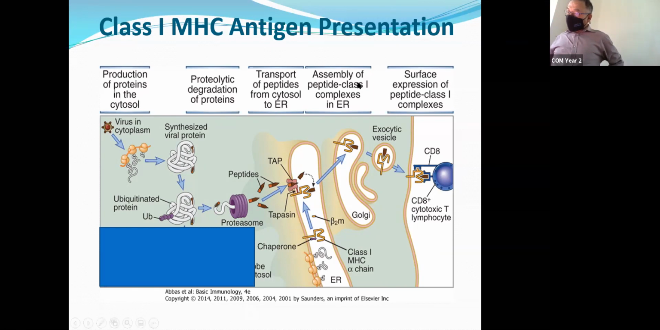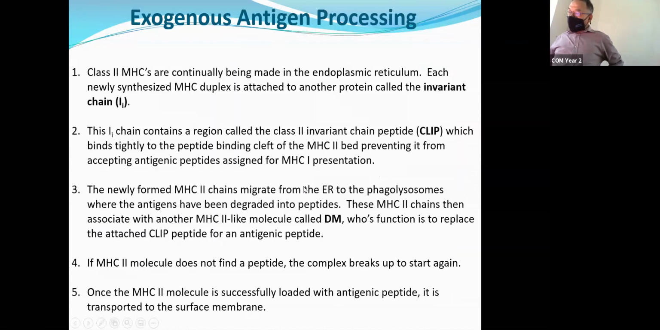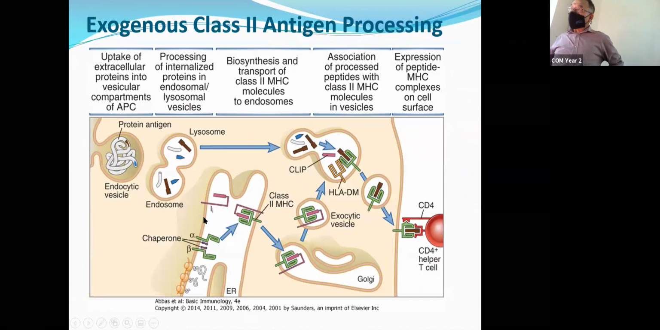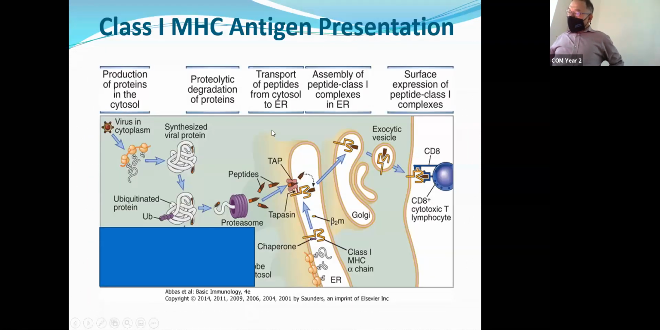And also, this is a function of that bubble wrap, that invariant chain. Because while this is going on, you're also getting class 2 MHC molecules being made in the ER. So that invariant chain prevents any antigenic peptides which were destined to be loaded on class 1 from being loaded onto class 2, because the newly made class 2 molecules are being blocked from loading for class 1 with that invariant chain.